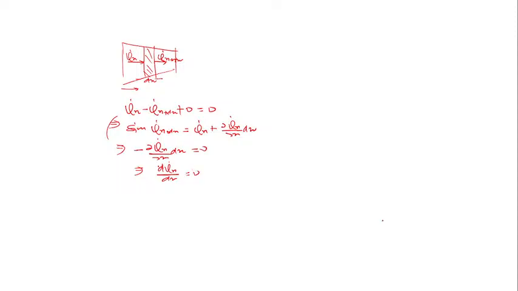No generation is there, 0. Steady state, 0. Then what I got here, you know very well, since Q dot x plus dx is nothing but Q dot x plus del Q dot x over del x into dx. So please write here, then you get minus of del Q dot x over del x into dx is equal to 0. This also implies that dQ dot x over dx is equal to 0. Clear?